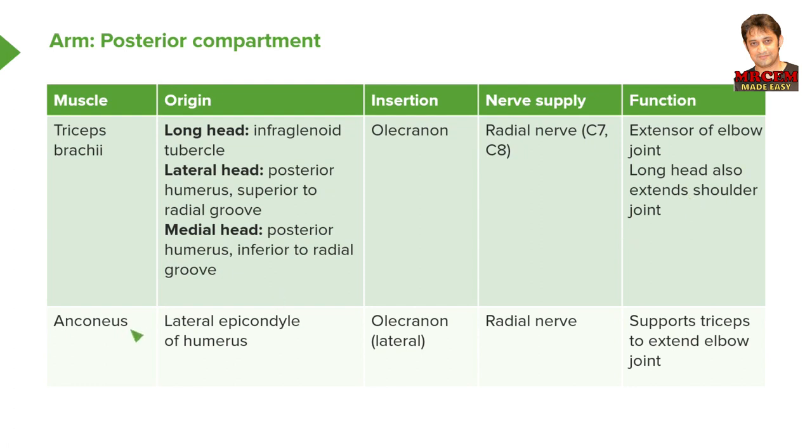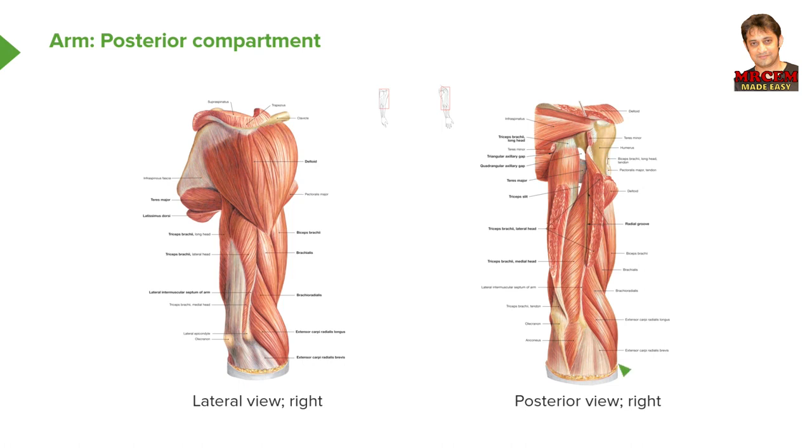I said I'd mention it just briefly, but we've got anconeus running from the lateral epicondyle of the humerus to the olecranon, also supplied by the radial nerve, and this really supports triceps in extending the elbow joint. So here we've got 2 cartoons showing dissections of the posterior aspect. Here we've got a slightly more lateral view.